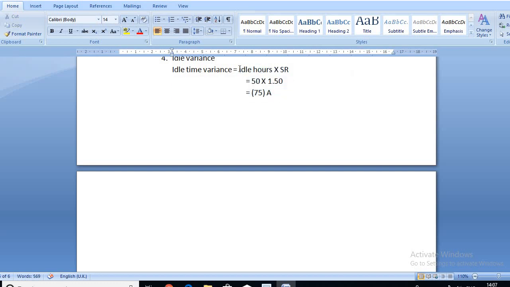Because idle hours means the number of hours lost. That's why idle hours always indicates negative. So 75 adverse. So here the 6 marks problems are over.